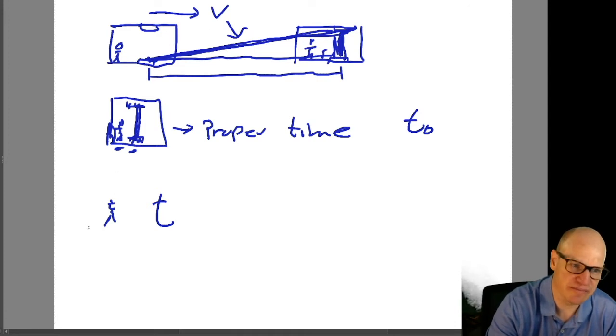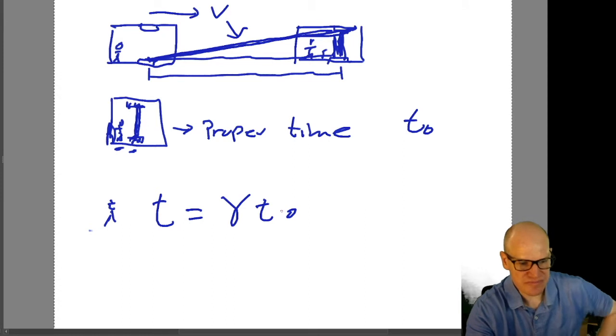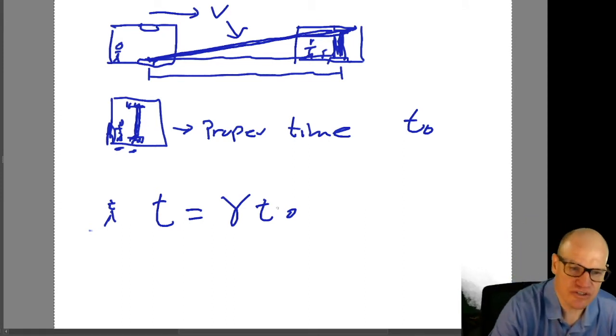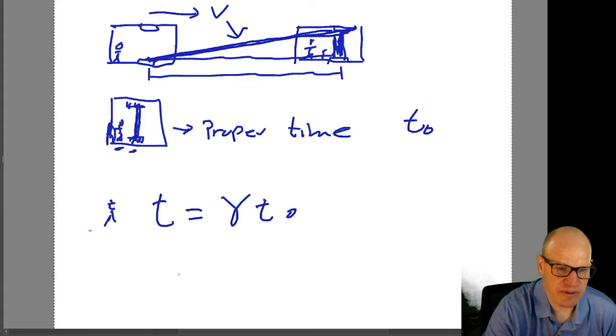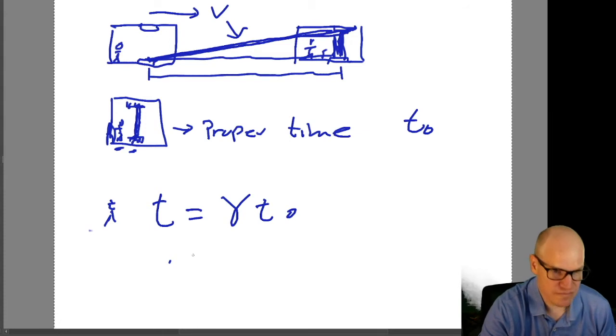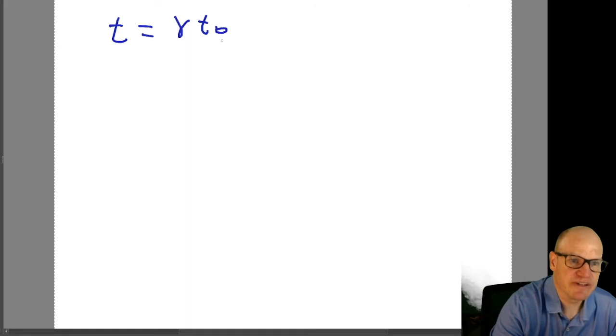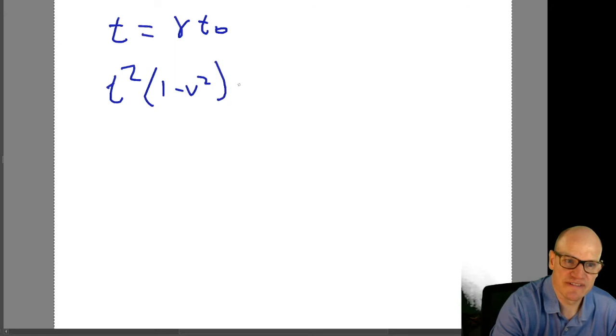So I measure time t, I'm the outside observer. It's going to be equal to gamma times the proper time. So let's see if we can show a little bit more detail about what that looks like. So t is equal to gamma times the proper time. I'm going to multiply this out. I'm going to get a t squared times 1 minus v squared equals t naught squared. Right, so that's because gamma was 1 over the square root of 1 minus v squared. This is an equal sign.